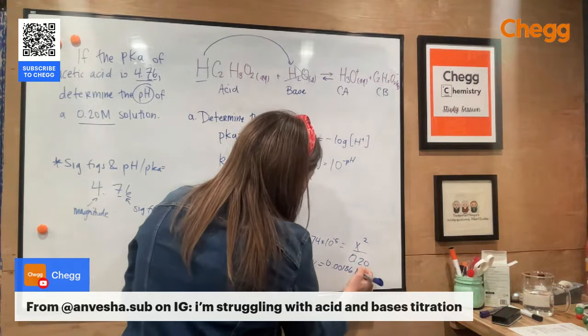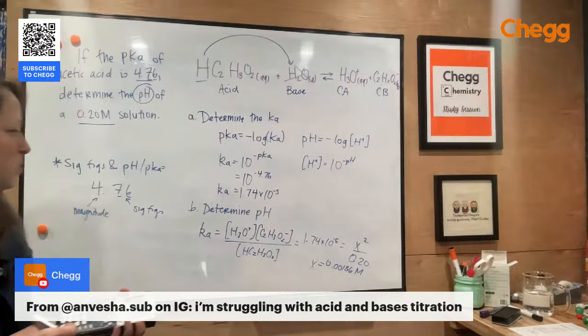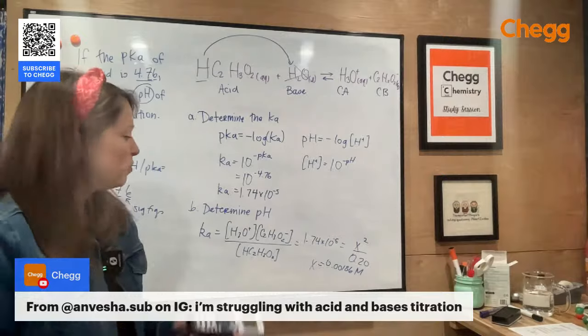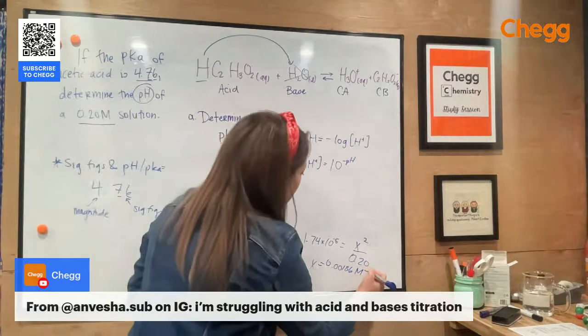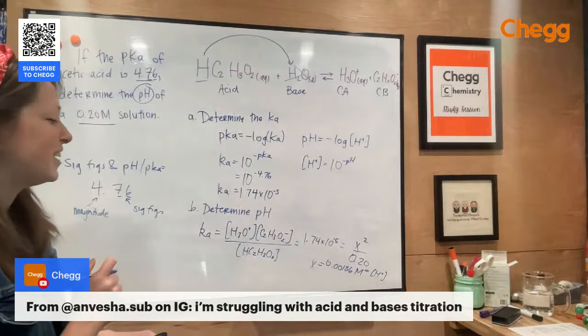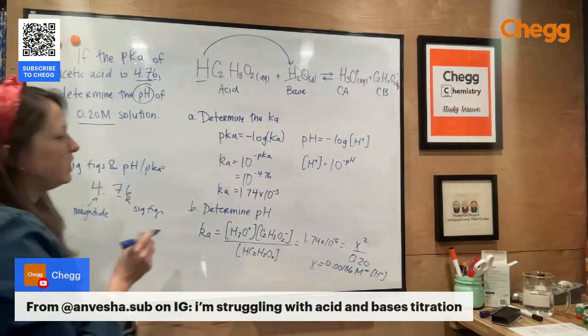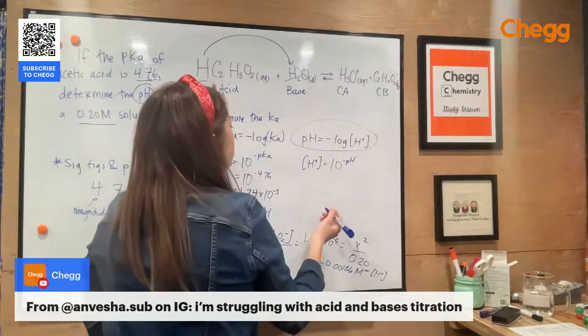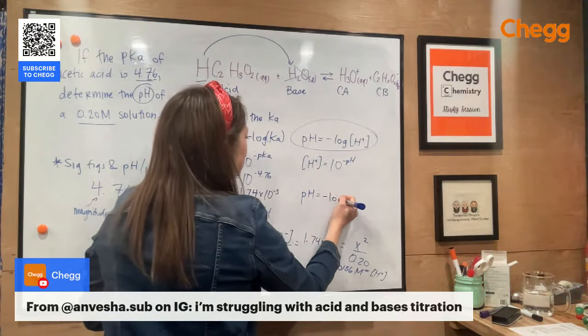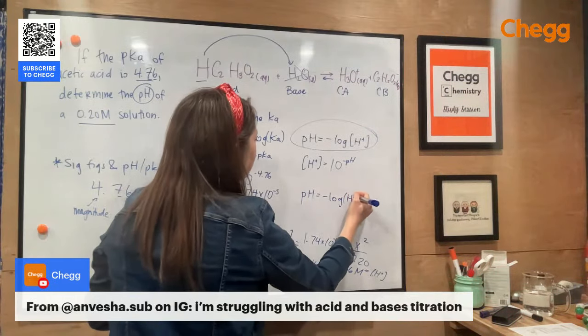0.00186. And I know I didn't have any units with my K value, but I am going to have units for x because I've just solved for the concentration. What is that equal to? That is my H plus. All right, so we are most of the way there. We now have our H plus concentration. We remember that the pH is equal to the negative log of H plus, sorry.